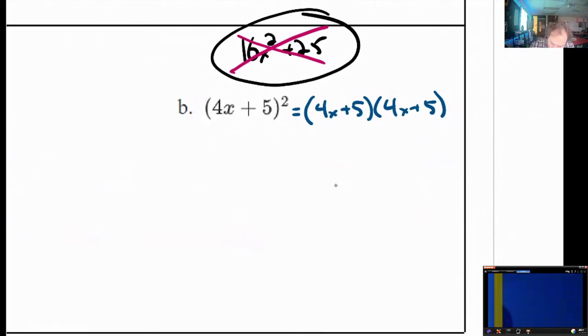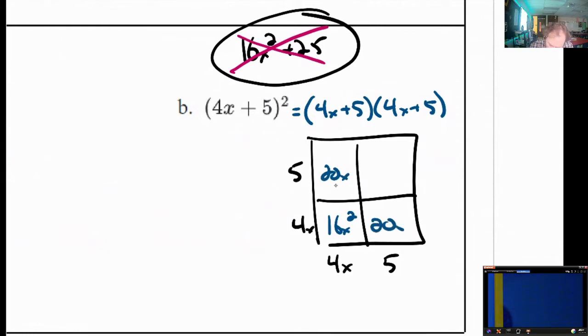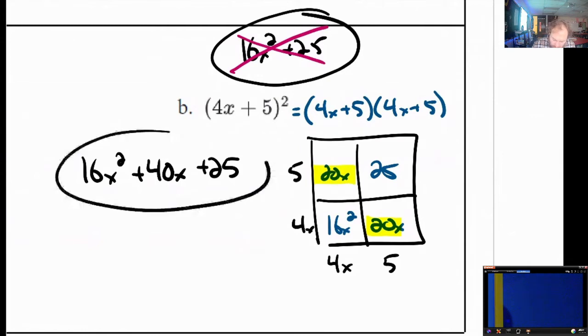So if you wanted to do another generic rectangle, which would be a good idea if you're remembering how to do this, or if you just need the help remembering to get all the possible combinations, you'll have 16x squared, positive 20x, and 25. Just like before, the difference here is that these are both positive this time. So they do not cancel. They actually combine together. So we'll get 16x squared plus 40x plus 25 for our answer. So that's where we're going with this madness.